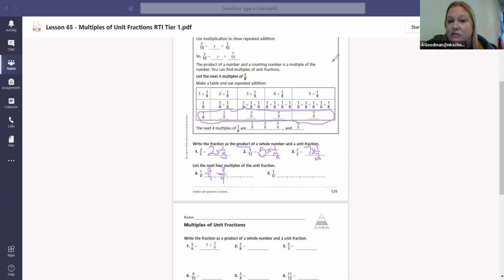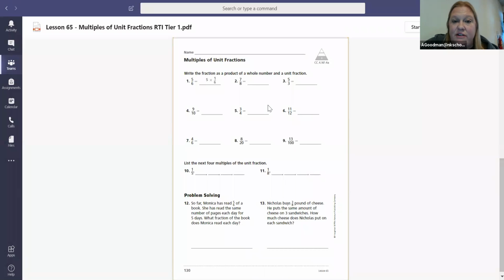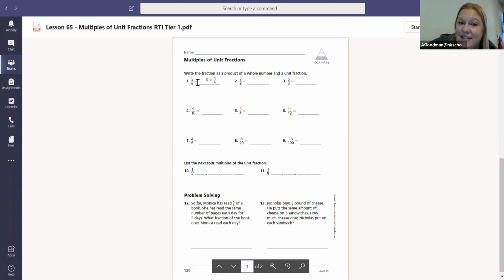All right, I am going to clear this and go on to the second page and see if we need any directions on that. Okay, let me get my mouse. All right, multiples of unit fractions. Again, we are doing the same thing. 5/6 is the same as multiplying 5 times 1/6. You guys can do all the rest of those. I'll do this last one for you.